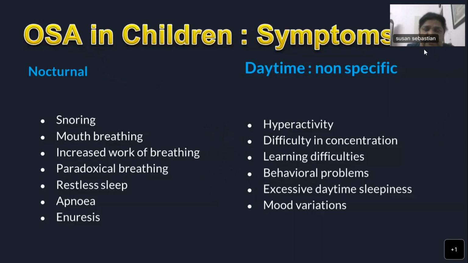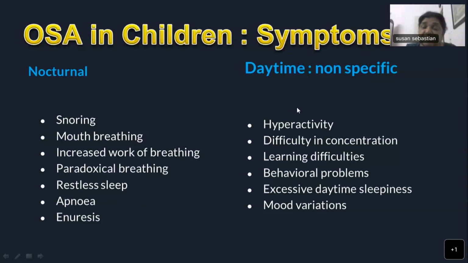But in children, the OSA is, although it is similar pathology, it is different in certain ways. If you look at the history of the patients, the nocturnal symptoms are to a large extent similar. Like they will have snoring, mouth breathing, increased work of breathing, sometimes paradoxical breathing. They will have a restless sleep, tossing and turning, and sometimes the child can't sleep, sits and sleeps. Then they can have apneic episodes, and nocturnal enuresis is very common.